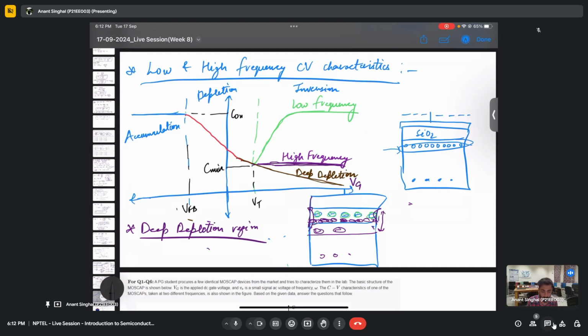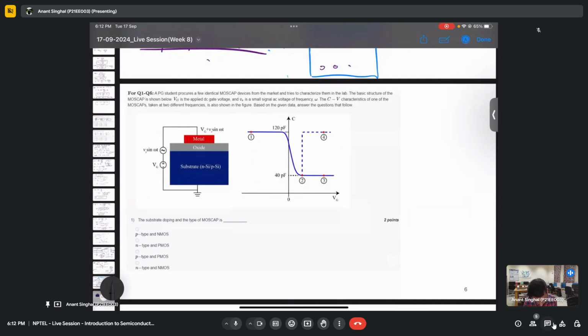So these are the things that you will be asked in general to calculate in the numericals. Let's maybe move ahead to the numericals now. Try to do it quickly and let me know the answers also. So we have the first question.